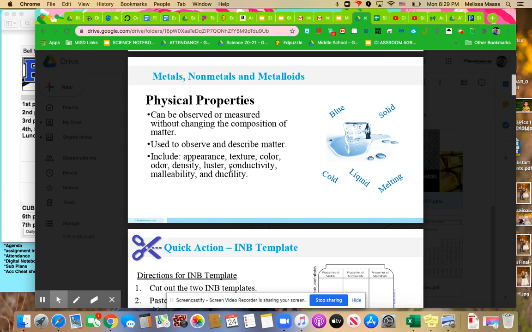Some of the properties of metals, nonmetals, and metalloids are going to be their appearance, their texture, their color, their odor, their density. Now, this is going to be a big word that we talk about, because you don't really know what it is. What I can tell you right now is that it's going to involve sinking and swimming, like sink or float type stuff. And just to let you know, in chemistry, which is the unit we're in, there's going to be some math in science.